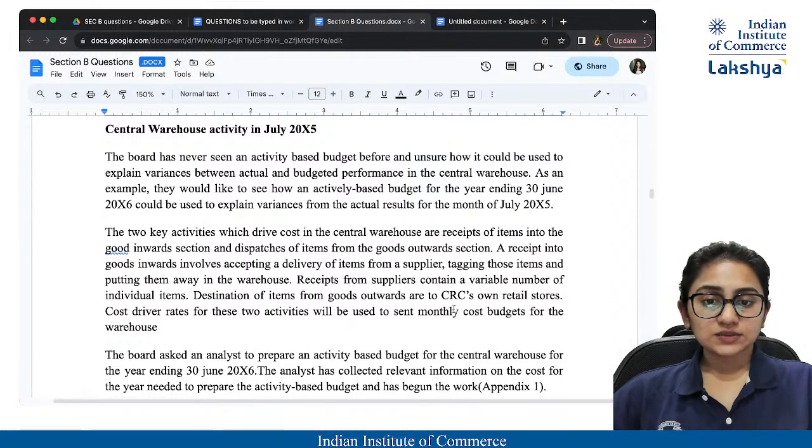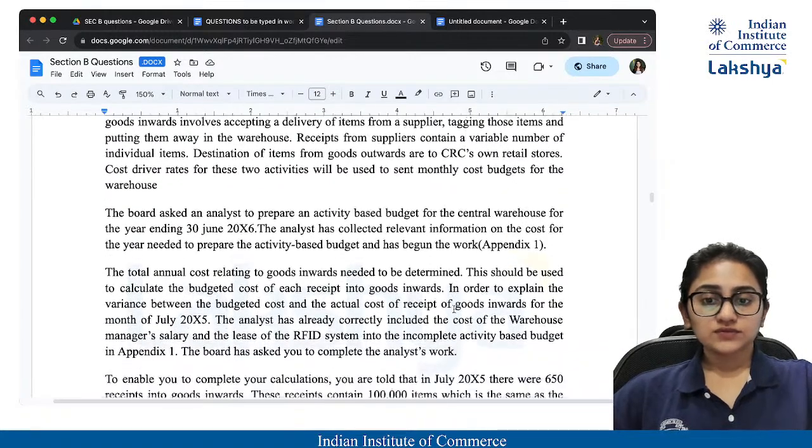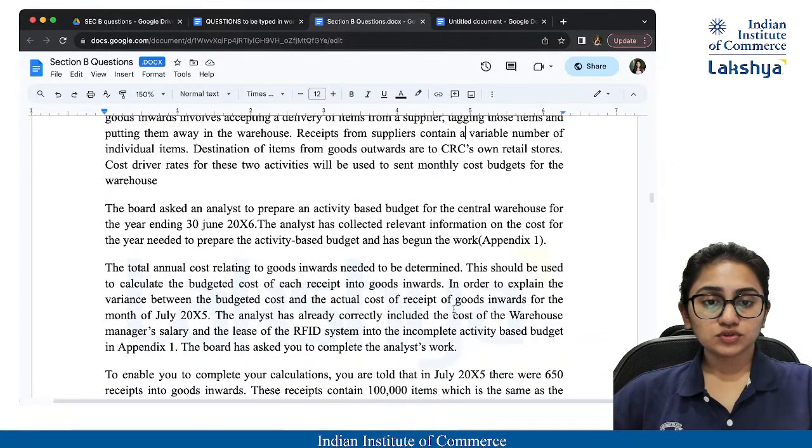The two key activities which drive cost in the central warehouse are receipts of items into the goods inward section and dispatches of items from the goods outward section. A receipt into goods inward involves accepting a delivery of items from a supplier, tagging those items and putting them away in the warehouse. Receipts from suppliers contain a variable number of individual items. Destinations of items from goods outward are to CRC's own retail stores. Cost drivers for these two activities will be used to set monthly cost budgets for the warehouse.